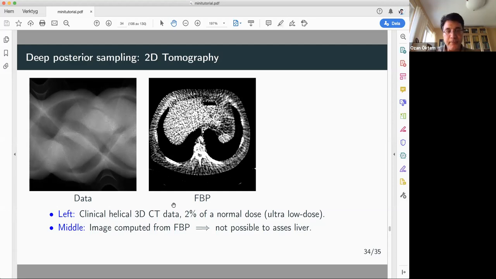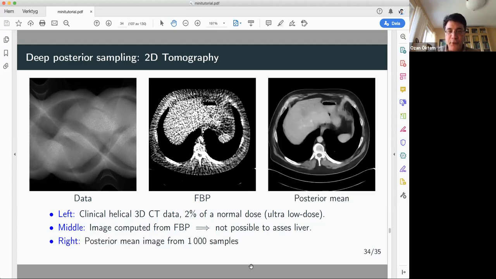With such bad data, which is to the left, and if you perform filter back projection, you get something that you see in the middle. Now, even the most seasoned clinician cannot see any lesion here in the liver. There's no way to do that. It's just simply too bad data. Well, if you compute this posterior mean from 1,000 samples, you get something like that.